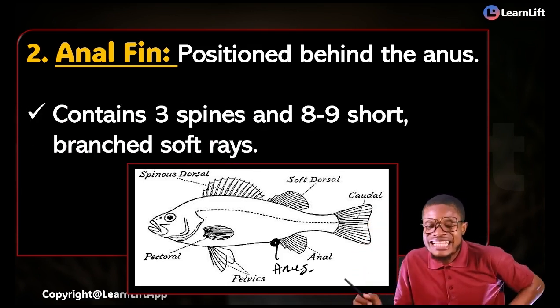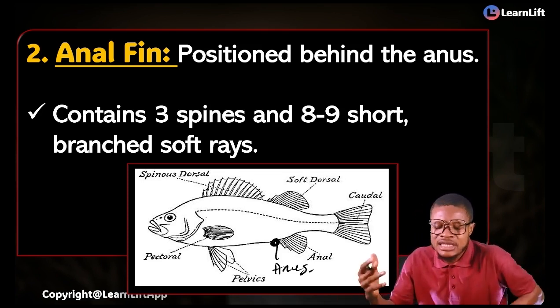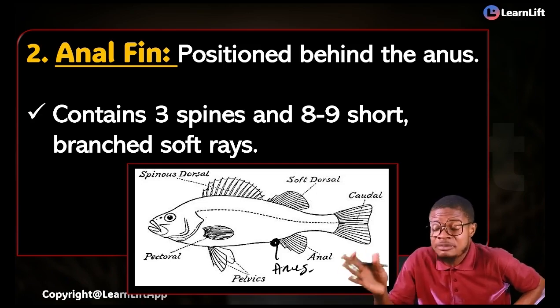And don't forget this, that it contains 3 spines and 8 to 9 short branched soft rays. They will not ask you that, just know that it is posterior to the anus.